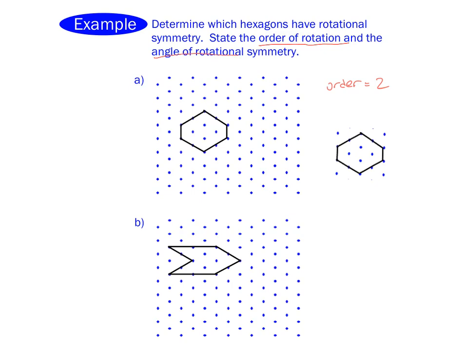And the angle of rotational symmetry is just 360 divided by that 2, which gives us 180 degrees. Okay? Simple as that.